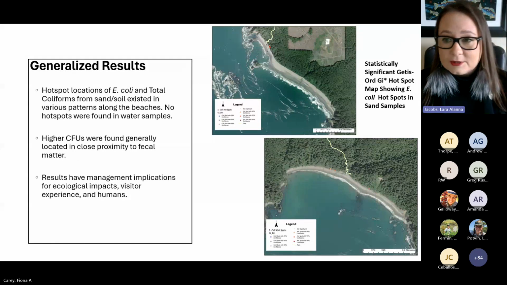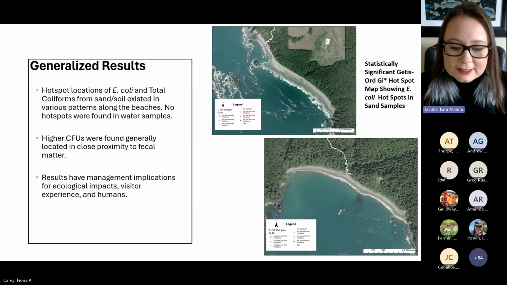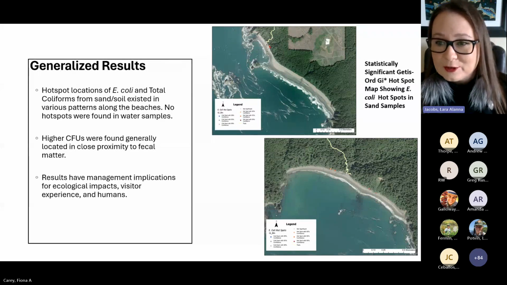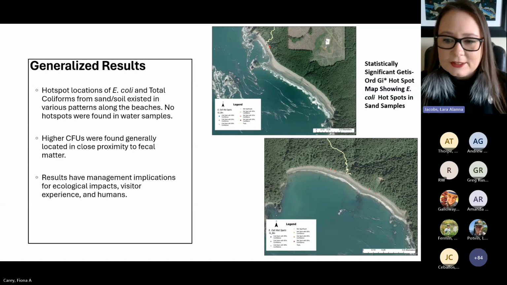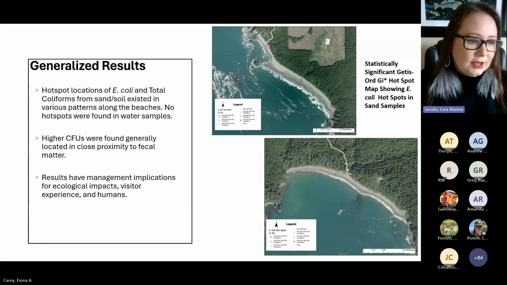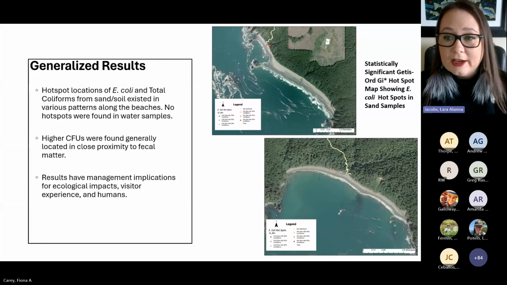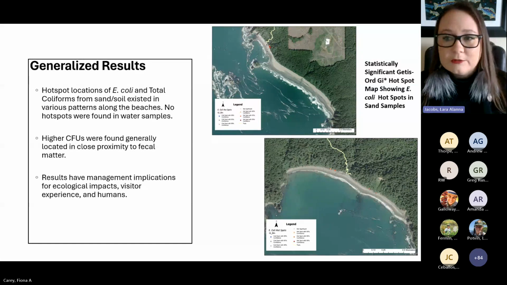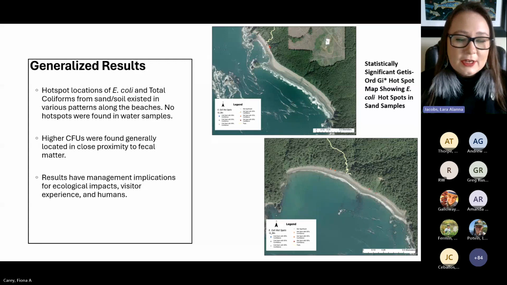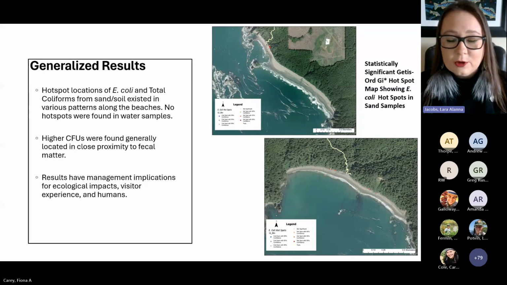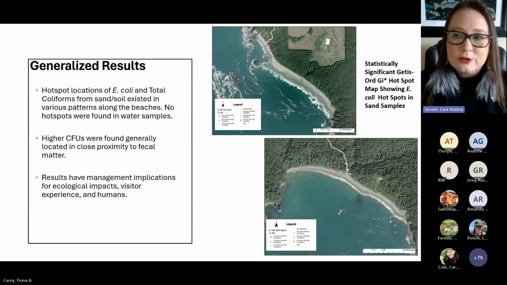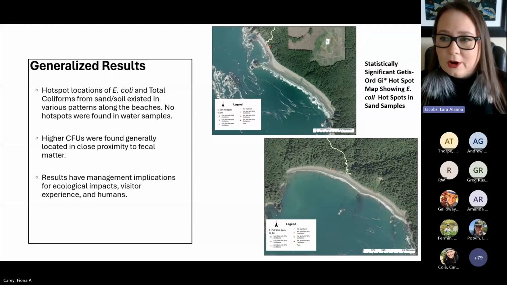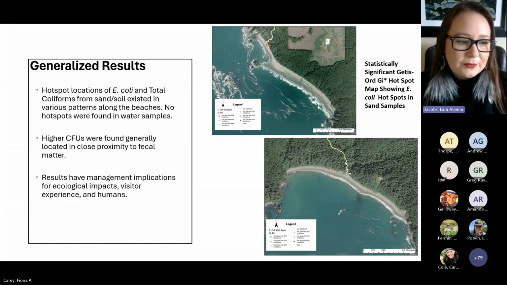We also looked at hotspot locations. We were looking at statistically significant disordered GI hotspots. And our hotspot locations of E. coli and total coliforms from sand and soils really were in different patterns on the beaches. And we didn't find any hotspots at all in water samples, which makes sense because water is constantly moving in and out and turning around in the ocean, moving all over the beach at any given time.